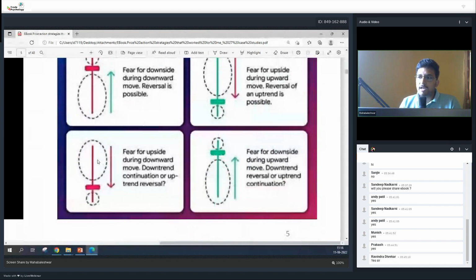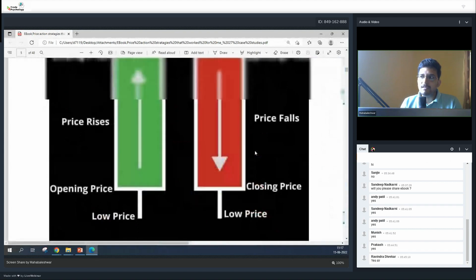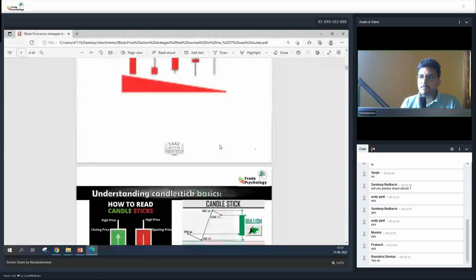Basically, what you're seeing here is the different behavior of people based upon the price. In this case, what is happening is fear of downside. The market opened somewhere here, it went down, but they pushed the price up. Because of this, the price closed higher. So this particular candle is an indication of a strong bullish trend. That means in the coming candles, there will be bullish momentum in the market. Similarly, this is a strong bearish. To understand this in a better way, just remember these patterns so it will be easy for you.